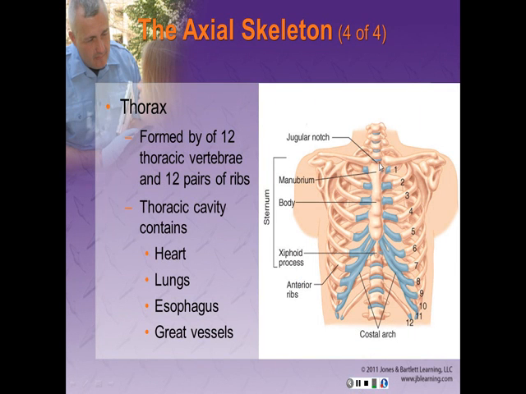This is the jugular notch. This is the manubrium. This kind of looks like the knot on a tie if you look at it. This is the body of the sternum. And this is the xiphoid process, which is a flexible little piece down at the very bottom.